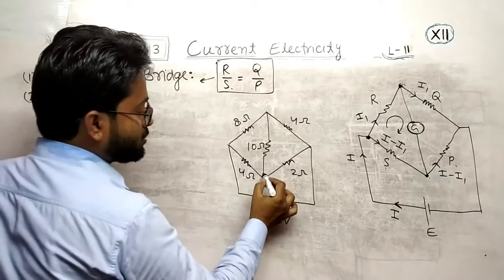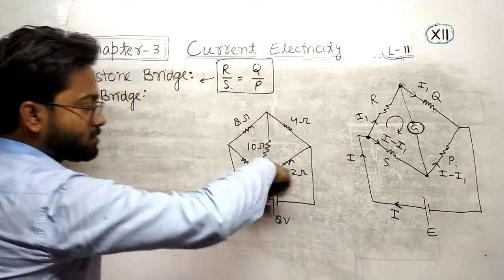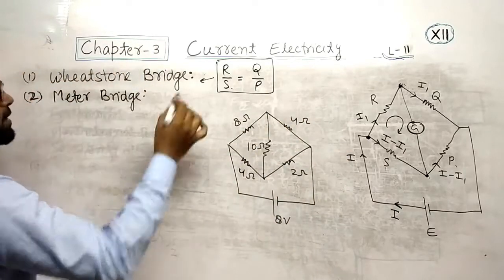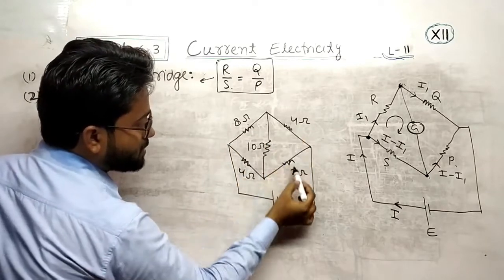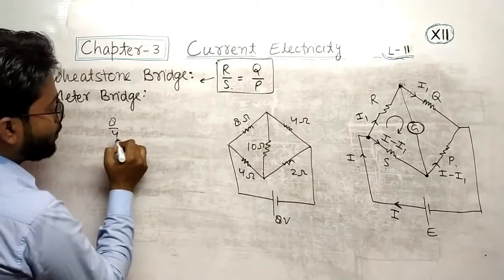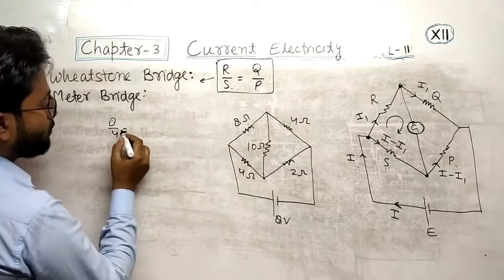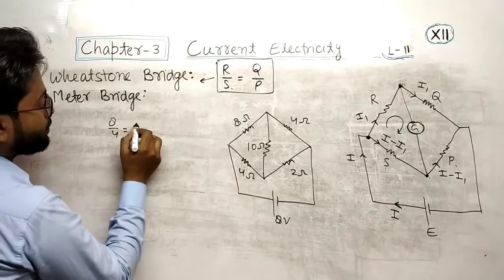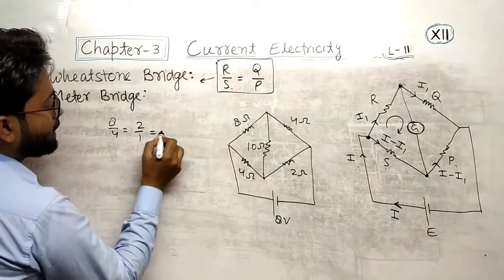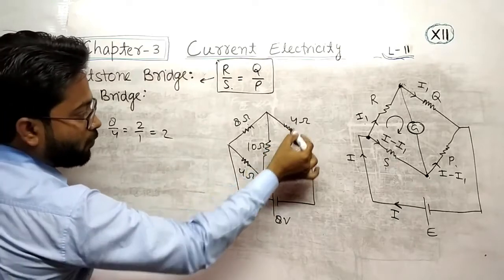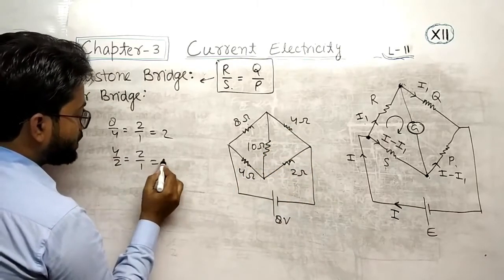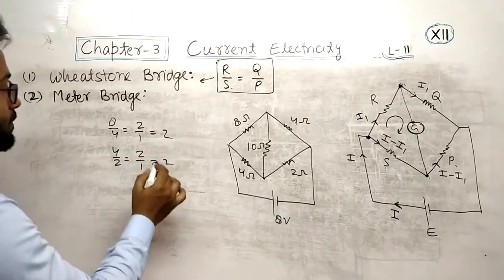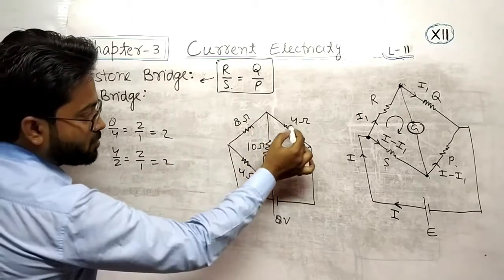First, check whether the situation is a balanced Wheatstone bridge or not. Calculate this upon this equals to this upon this. 8 upon 4 is equal to 8 upon 4, that is equal to 2 upon 1, that is 2. 4 upon 2 is equal to 2 upon 1, that is 2.